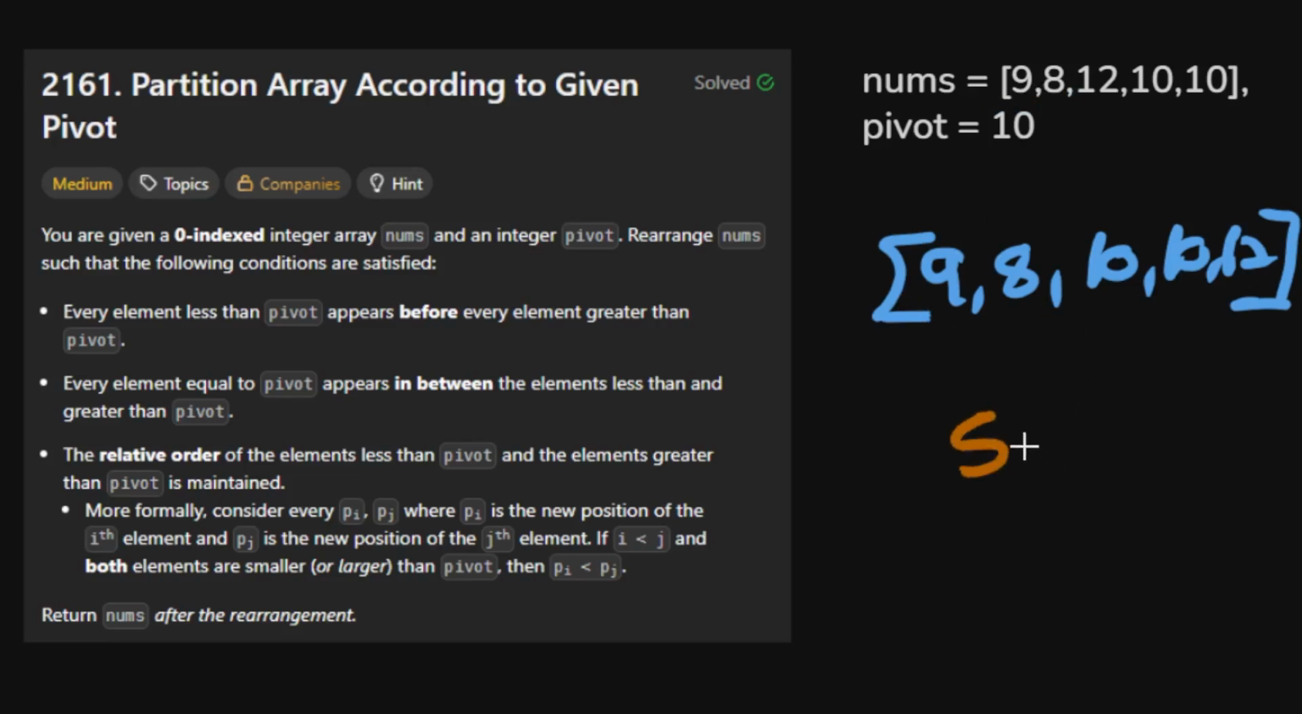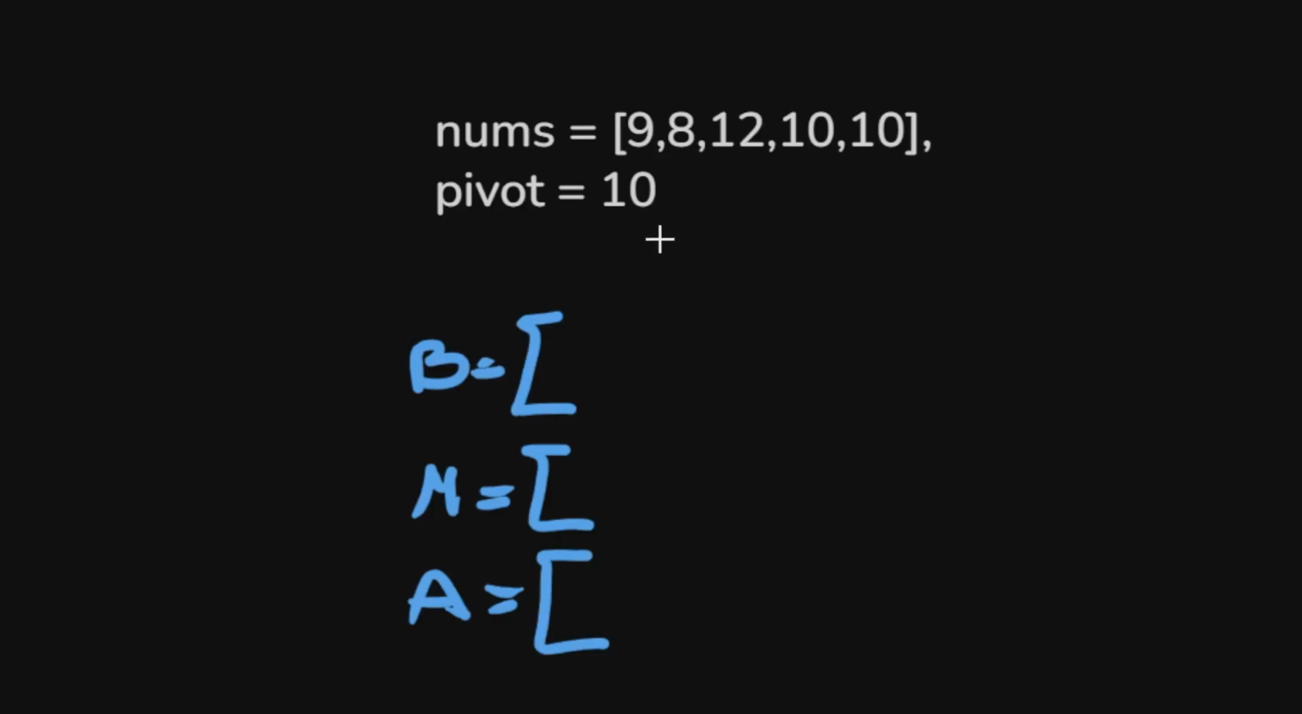So maybe you are thinking about sorting the array. But this is not valid, because we need to preserve the relative order of numbers smaller than or greater than the pivot. So we need to think about something else. My first intuition was quite straightforward. We can have three arrays: one to keep track of the numbers before the pivot, another one for the numbers in the middle, and the other one for numbers after the pivot.